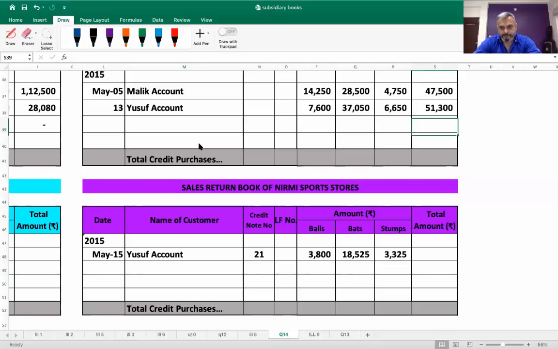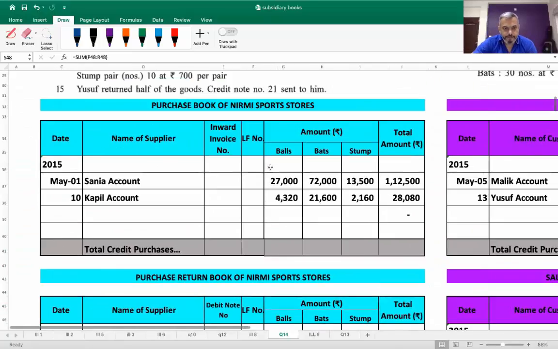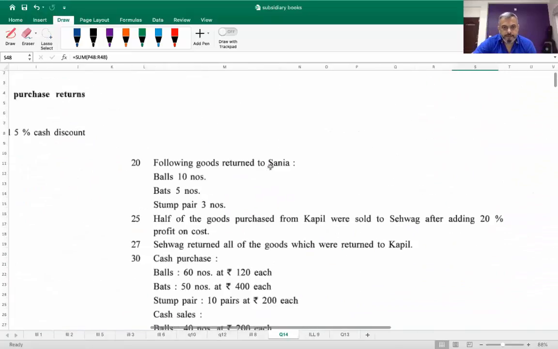Do the totals. 25650. Exactly half. Next, 20th.